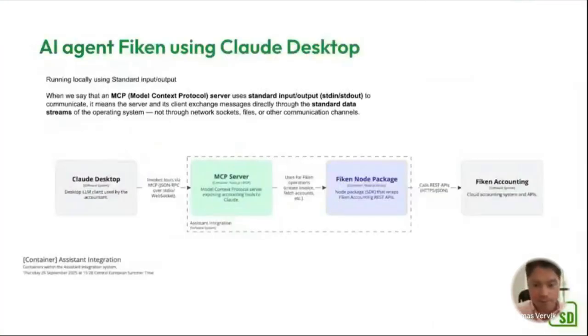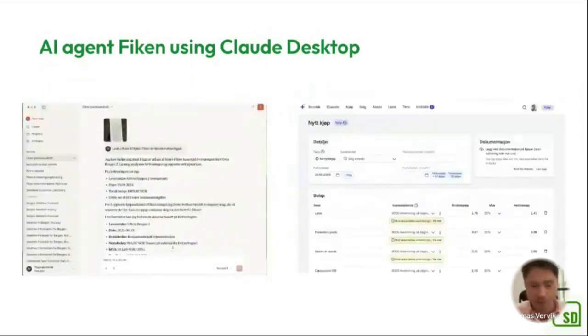This is the diagram from last time, just to show the setup. We had the Claude Desktop. Everything in the stripe there was mine. The MCP server exposing tools. The Fiken node package is basically just an implementation of the APIs to Fiken. And then you have an external system. But this accounting system could be any system, right? So that's very great. If you go to the next one.